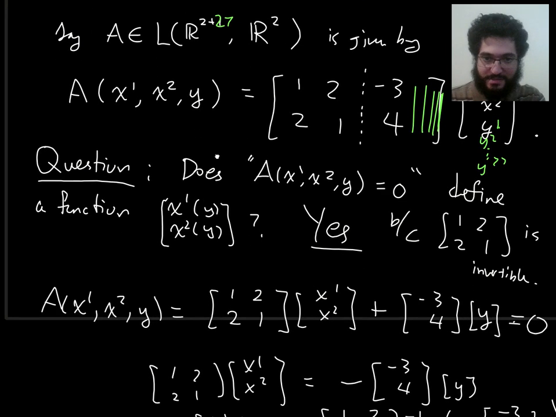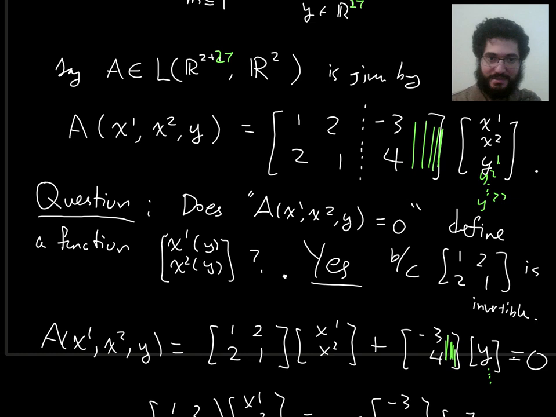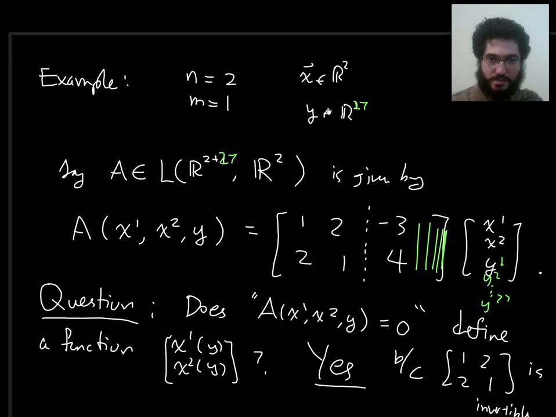And everything else would be the same, right? Here I would just have 26 more columns, and here I have 26 more entries, but it doesn't change much. So this part can be arbitrarily high dimensional, and the argument is fine. Okay, so let's state the linear version of the implicit function theorem.